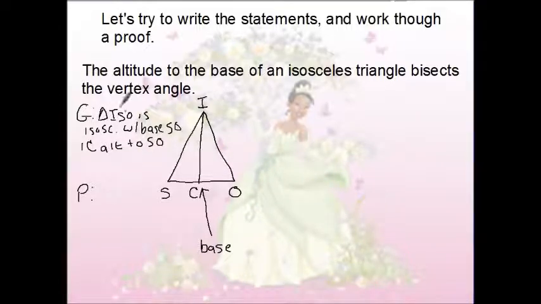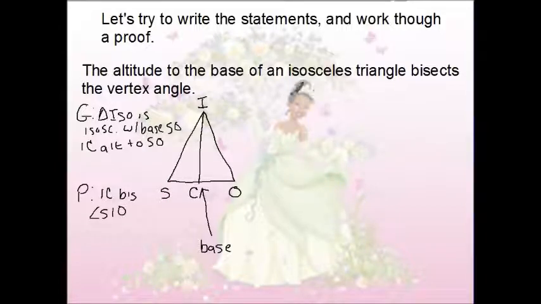What I'm trying to prove is that the altitude bisects the vertex angle. So here's what I'm trying to prove. That IC bisects angle SIO. So now we got it. Our givens, our proof, our picture. Let's read it through one more time and make sure it makes sense. The altitude to the base of an isosceles triangle bisects the vertex angle. We have an isosceles triangle. We know its base. We know we have an altitude. We're trying to show that the altitude is also an angle bisector.